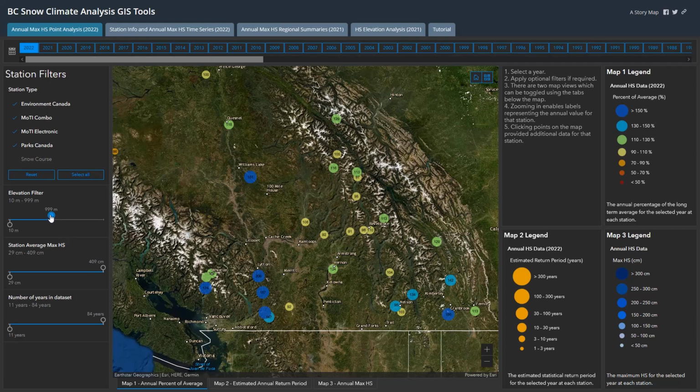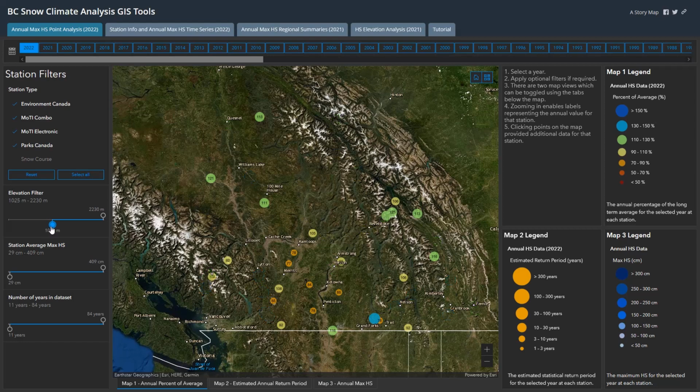And then just to flip this around, I'm going to set that back to the highest, and I'll set the lower one to 1,000. Now we're looking at higher elevations. We're seeing a slightly different picture, a lot more oranges through the central Okanagan. Mostly average, maybe slightly above average in the mountainous areas.